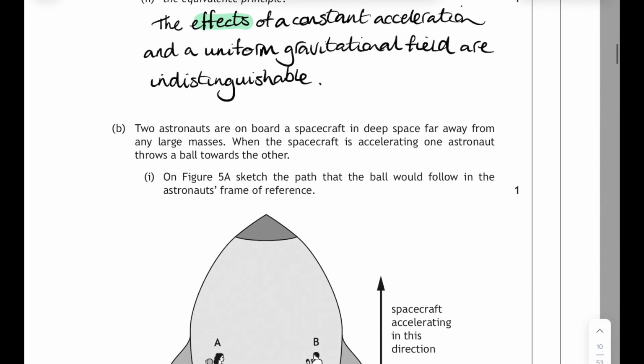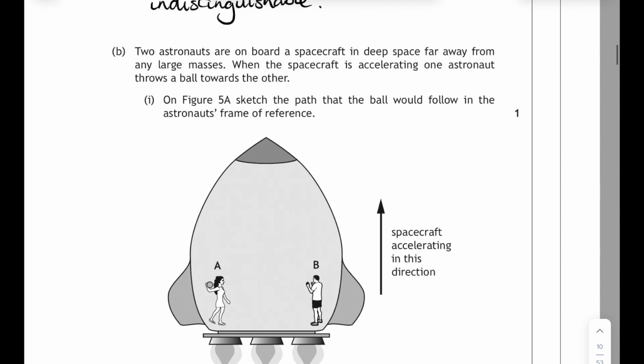Okay, part B. 2 astronauts are on board a spacecraft in deep space, far away from any large masses, and when the spacecraft is accelerating, one astronaut throws a ball towards the other one. And on figure 5A, we've to sketch the path that the ball would follow in the astronaut's frame of reference. Well, we've just stated that the equivalence principle states that the effects of gravity and accelerated motion are indistinguishable, so the path would just look exactly the same as a ball thrown in a gravitational field. So, projectile path, downwards curve.